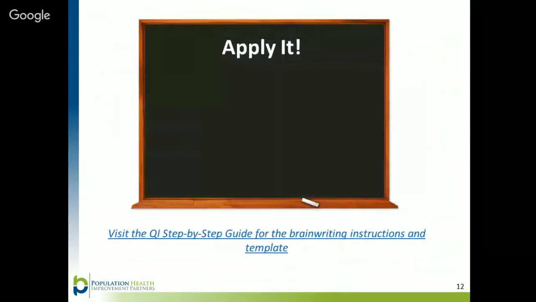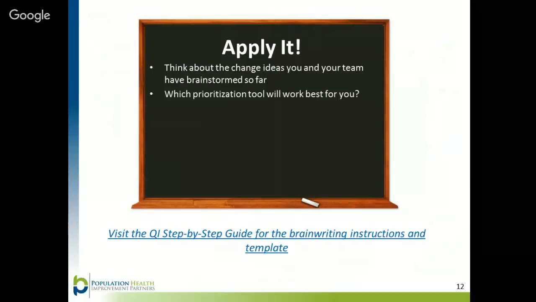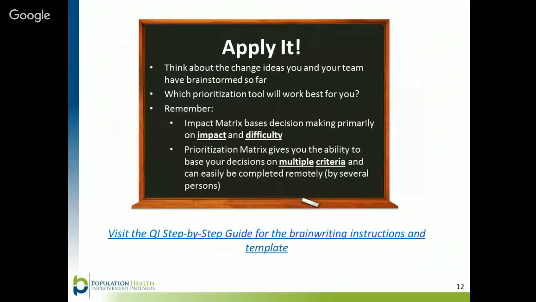Now let's try it. Think about any change ideas your team has brainstormed thus far. Which prioritization tool will work best for your team? When selecting a prioritization tool, remember, the impact matrix is fairly straightforward in ranking ideas based on how much of an impact the idea will have and how difficult it will be to implement. The prioritization matrix allows your team to take a more detailed look at these ideas and rate them based on multiple criteria.